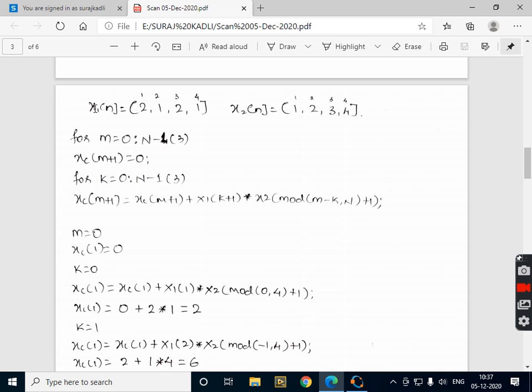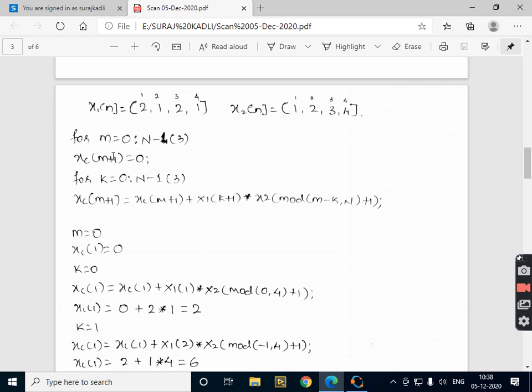So I have written two sequences here. X1 of n equals to 2 1 2 1, x2 of n equals to 1 2 3 4, and above that I have written their respective index places. So it is not starting from 0, it will be starting from 1. 1 2 3 4 are the indices of these samples. I have rewritten the code for m equals to 0 colon n minus 1. N minus 1 value will be 3. We'll initialize the xc to 0.